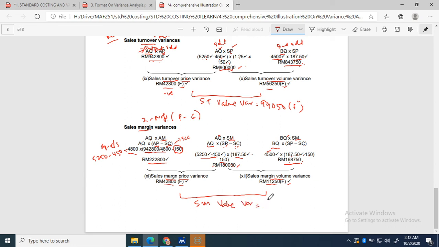If you total up here, the sales margin value variance equals 11,250 favorable plus 42,800 favorable, so you get 54,050 favorable. So this is the variance, the sales margin variances.